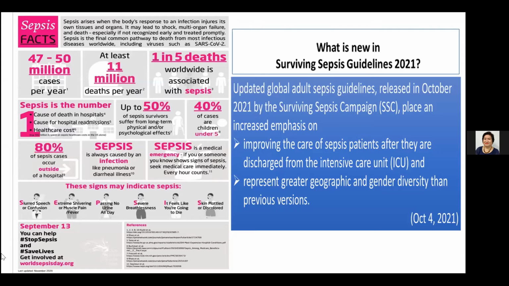Now, what is new about the Surviving Sepsis guideline in 2021 is that it gives emphasis on improving the care of sepsis patients after they are discharged from the intensive care unit, and at the same time they give emphasis on representing the greater geographic and gender diversities from the previous version. So the focus of my 20 minute discussion will highlight geographic and gender diversities. And also I would like to inform all participants that I will be sharing a recorded presentation to keep my presentation to time. So please bear with the recording.